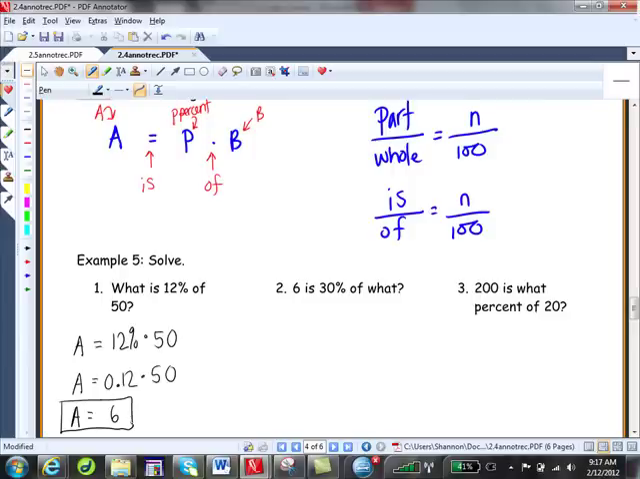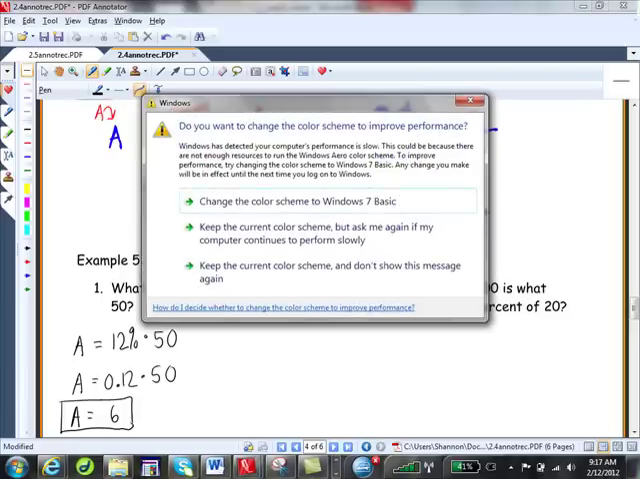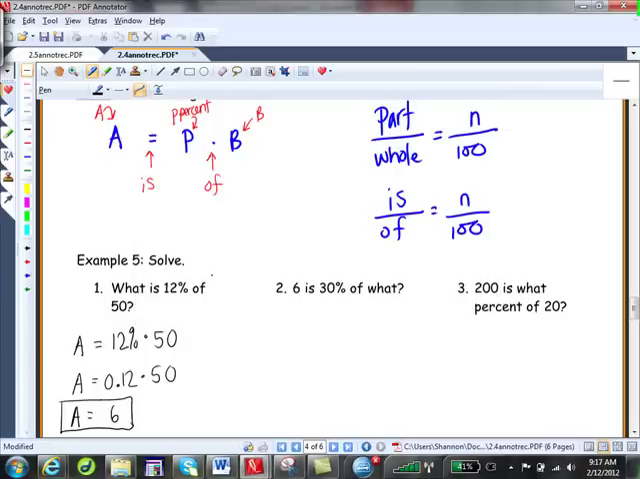Now, let's take a look at the second problem. 6 is 30% of what? So if we use again the equation, sorry for that message. If we use the current equation, here's what we will say. A is 6. Is means what in mathies? Good, equals. And 30% of means what in math? Good, times. And then now we don't know the B.